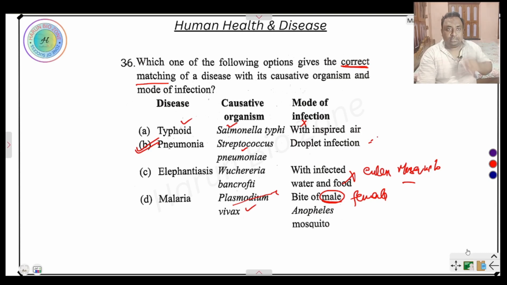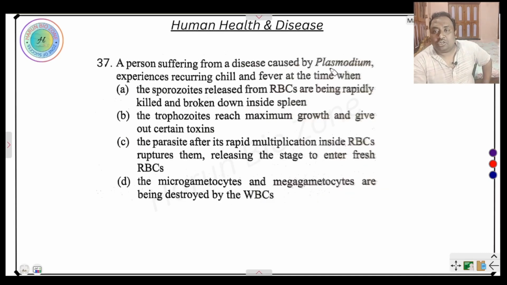Next question is, a person suffering from a disease caused by Plasmodium, meaning malarial disease, experiences recurring chills and fever. When one person is infected by Plasmodium vivax, after 36 to 48 or 72 hours they get chills and high fever. The sporozoites released from RBC are being rapidly killed and broken down inside the spleen. No, it's not the correct option. The trophozoites reach maximum growth and give out toxin.